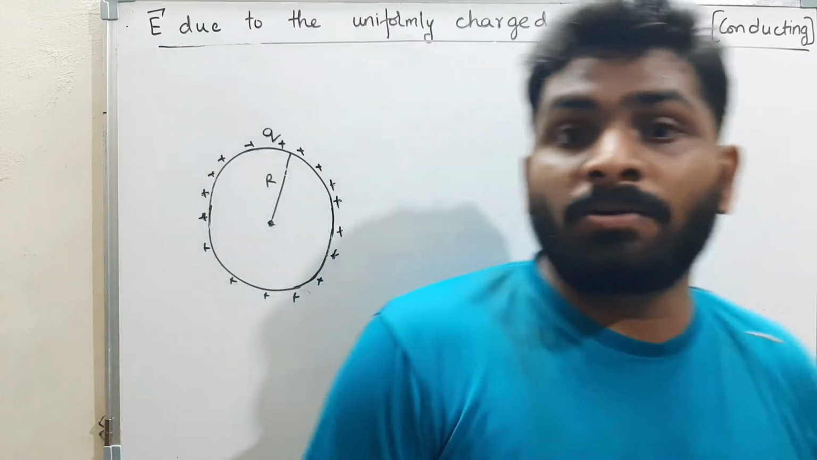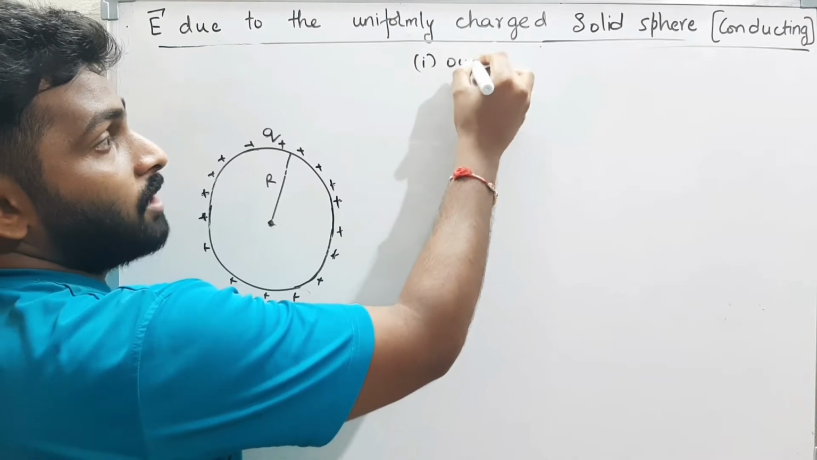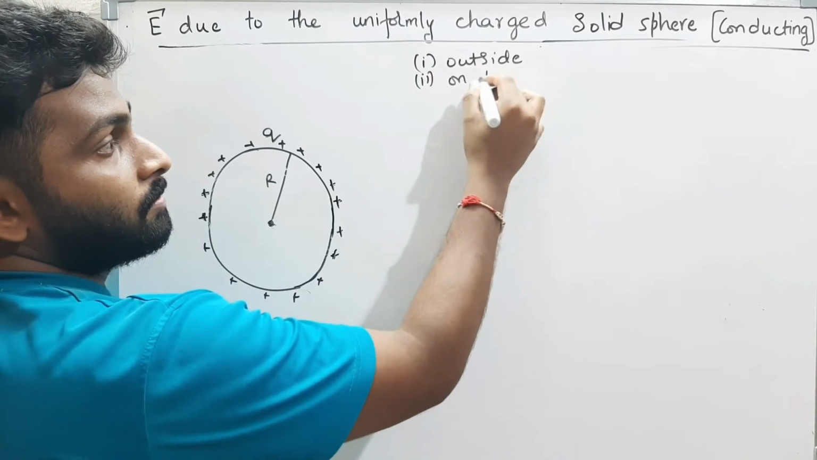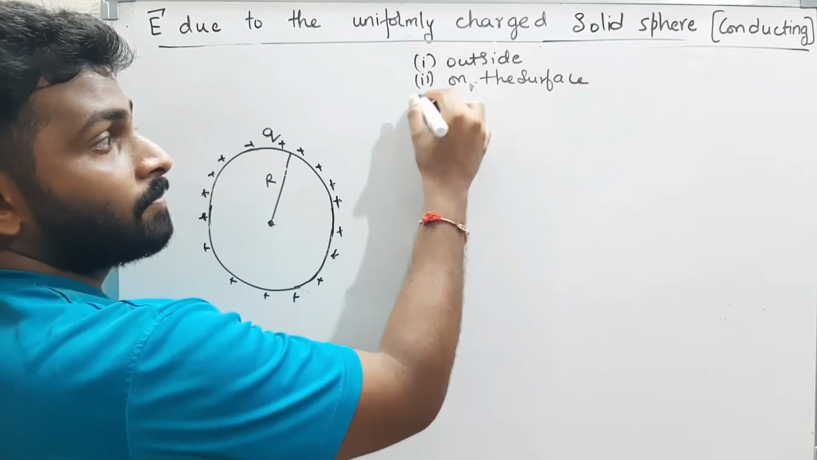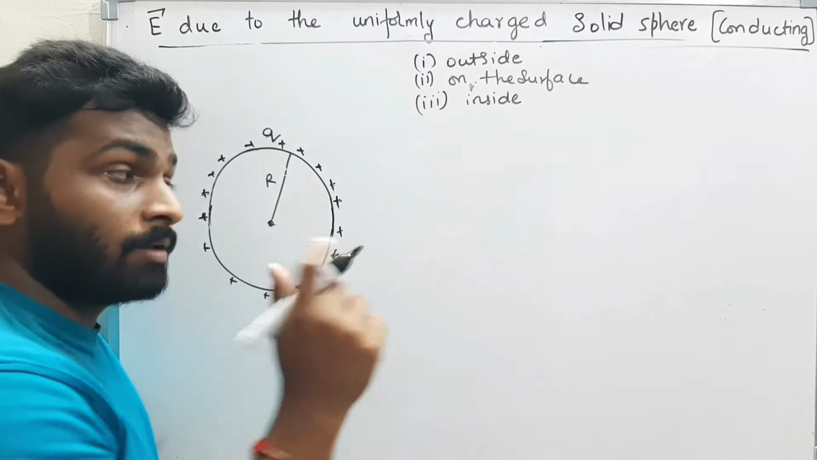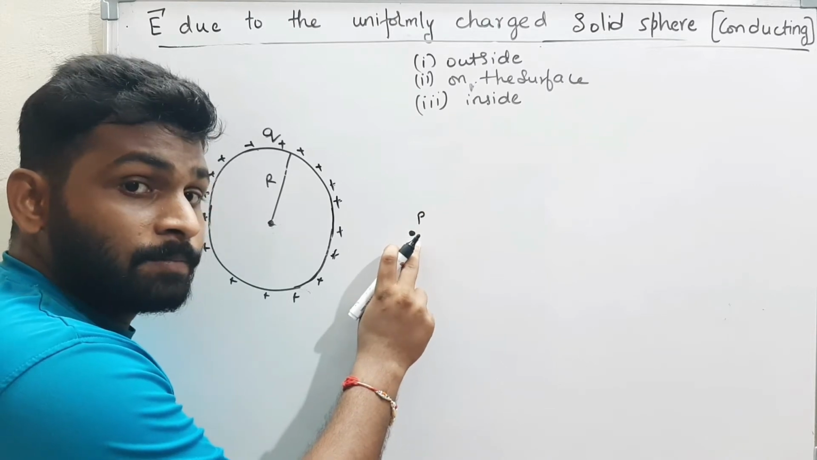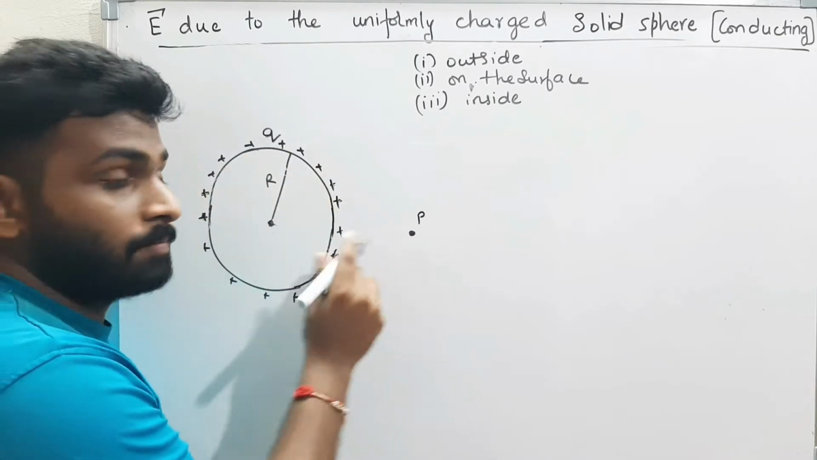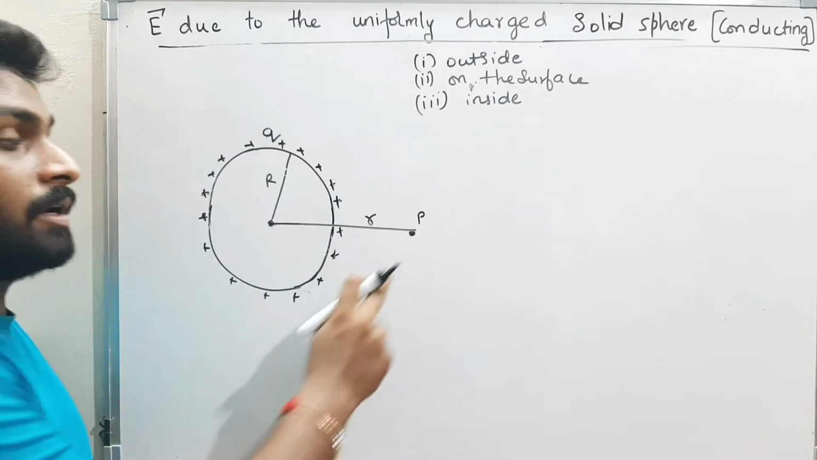Now I am going to find the electric field intensity because of the solid sphere at a point outside the sphere. Second one, on the surface. And third one, inside the sphere. First I am assuming a point P which is outside the sphere, at a distance r, and I have to find the electric field at this point P.